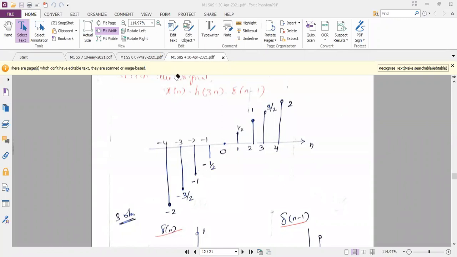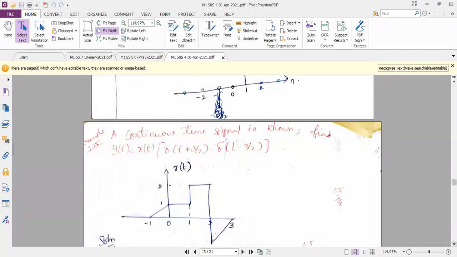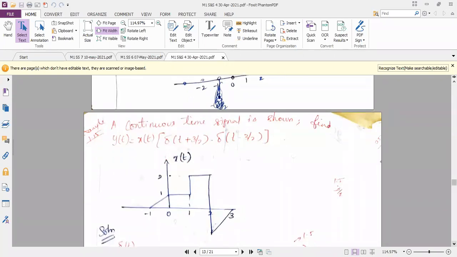Okay, so I hope today you have learned the new signal delta of n. So if the delta of n expression is given in the question, now you know how to do it. So in continuation to this delta, we will solve one more problem. So you just take down this problem. A continuous time signal is shown. Find x of t multiplied with delta of t plus 3 by 2 minus delta of t minus 3 by 2.